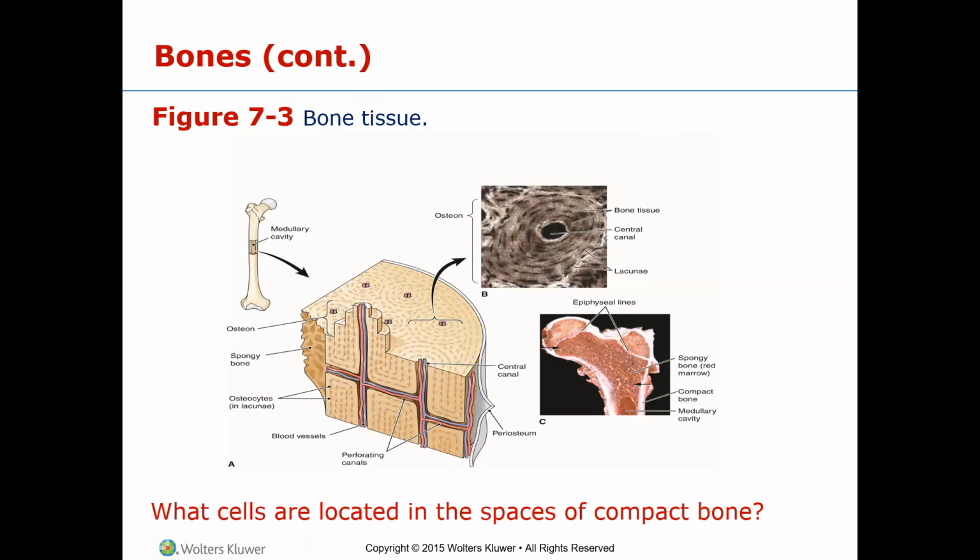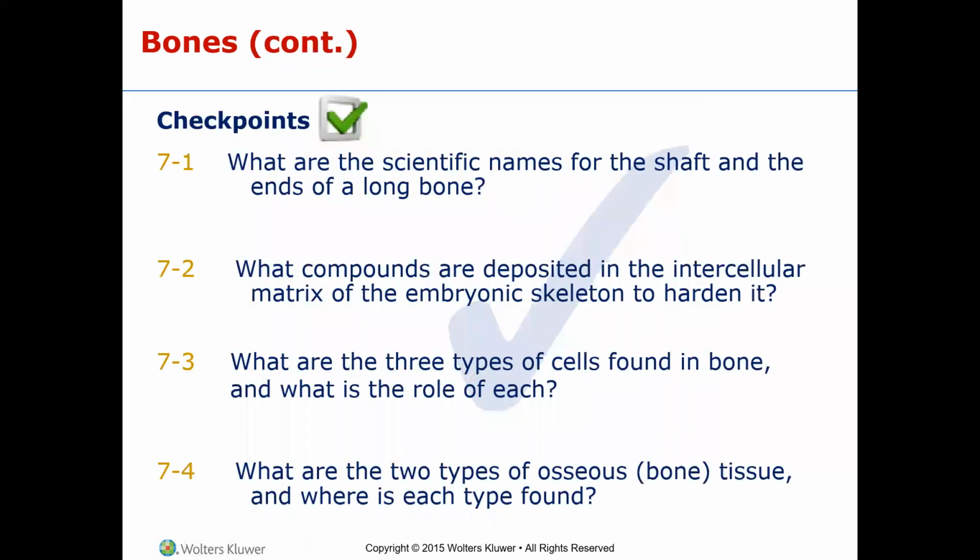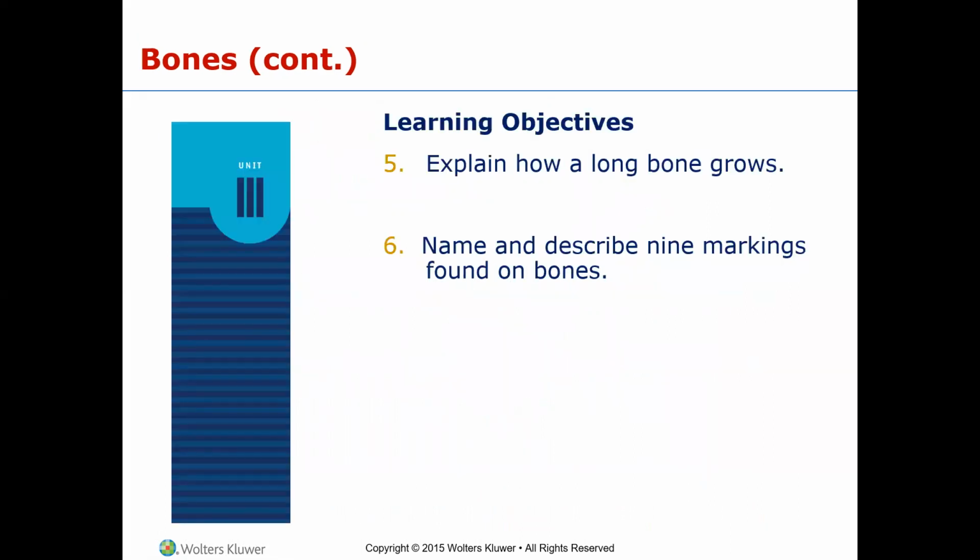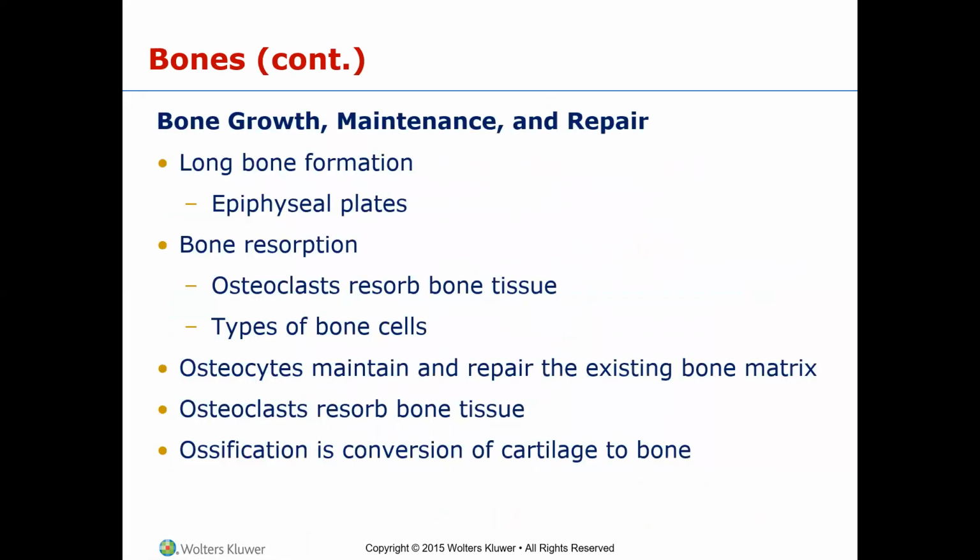So the cells that are located in the spaces of compact bone are osteocytes. So compact bone has osteocytes. And then some of the things that you need to go back over, just look over these checkpoints and review them. Now, how long bone grows is something else that we'll be looking at, but we will not be concerned with the markings on the bone.